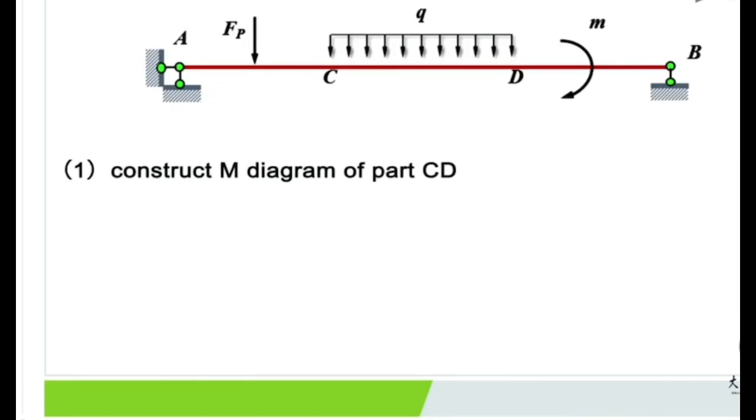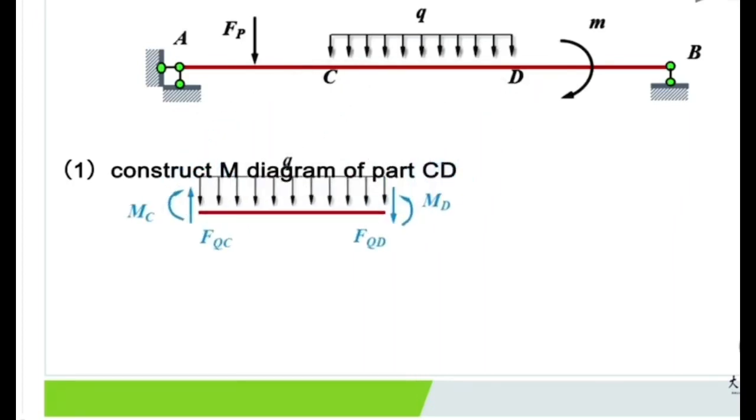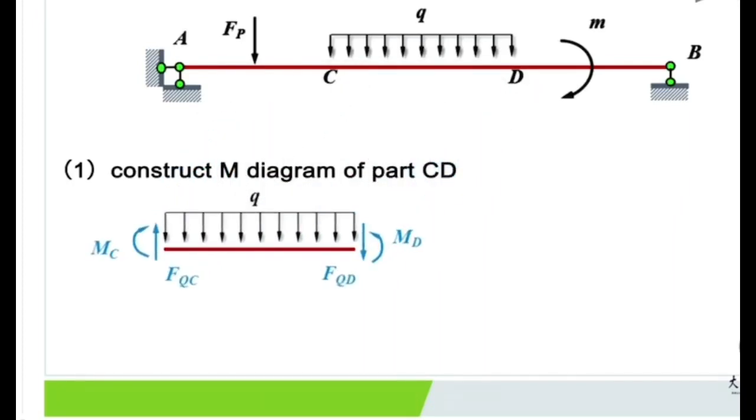Firstly, let's construct the bending moment diagram of part CD. We take the CD part as a free body to draw the free body diagram. For section C, the shear force is FQC, the bending moment is MC. For section D, the shear force is FQD, the bending moment is MD.